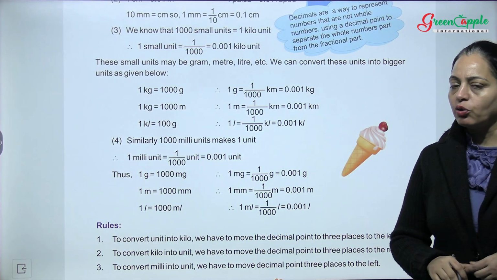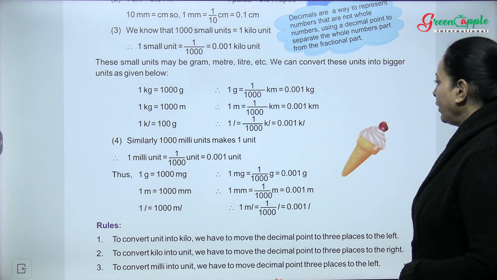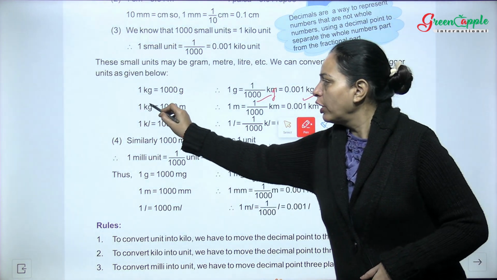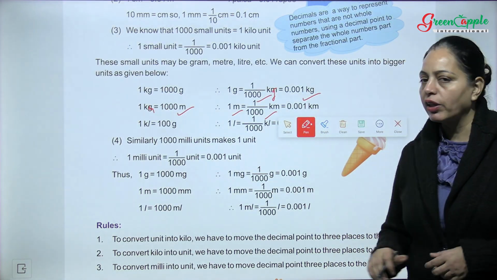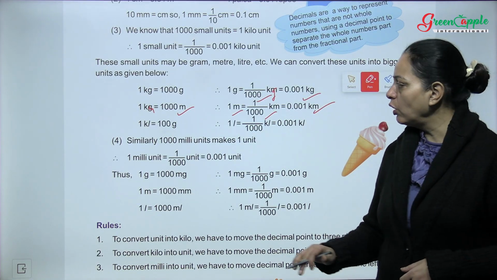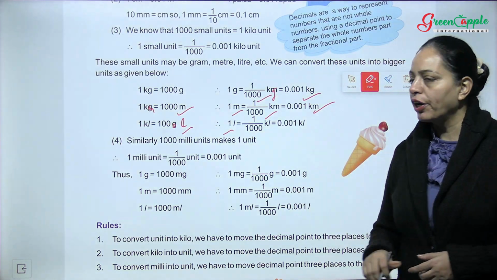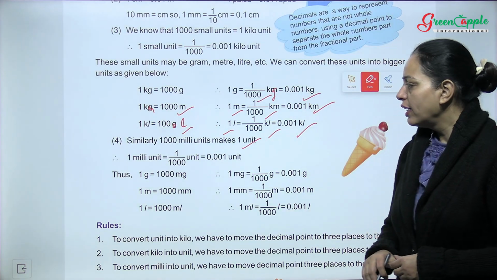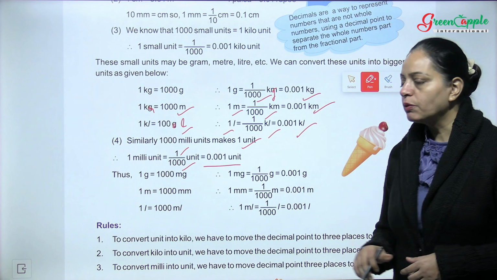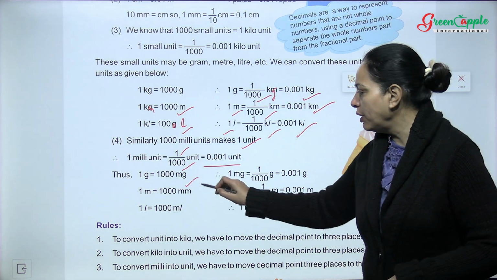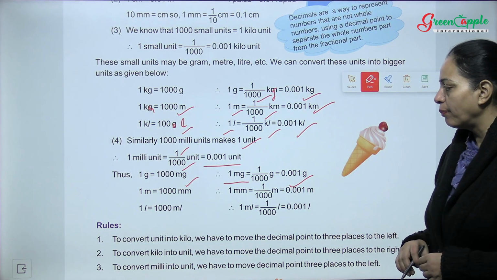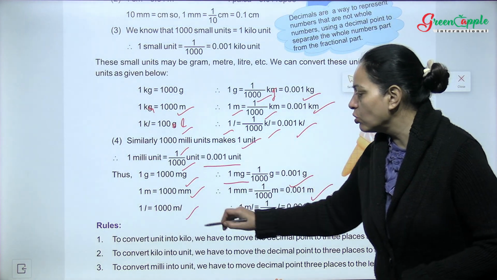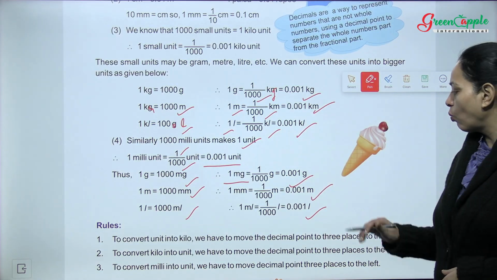We can convert these units into bigger units as given below. 1 kg is 1000 gram, and so 1 gram equals 1 upon 1000 kg, so 0.001 kg. Now 1 kilometer equals 1000 meters, so 1 meter equals 1 upon 1000 kilometer. Now 1 kiloliter equals 1000 liter, so 1 liter equals 1 upon 1000 kiloliter. Now fourth, similarly 1000 milli units make 1 unit, like here 1 milli unit equals 1 upon 1000 unit, means 0.001 unit. 1 gram equals 1000 milligrams, so 1 milligram equals 0.001 gram. 1 meter equals 1000 millimeters, so 1 millimeter equals 0.001 meter, and 1 liter equals 1000 milliliters, so 1 milliliter equals 0.001 liter.